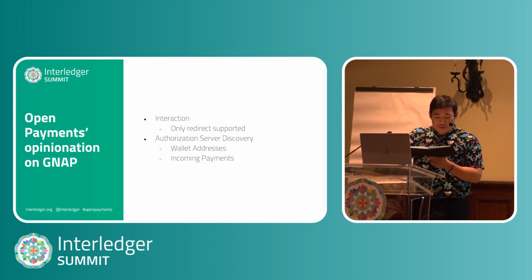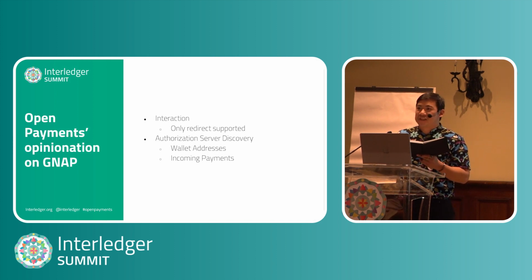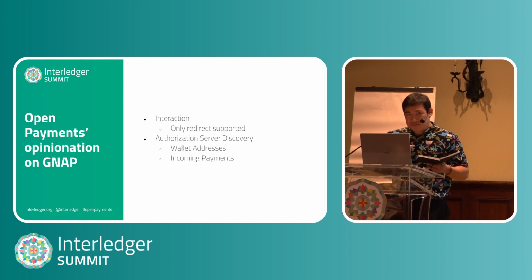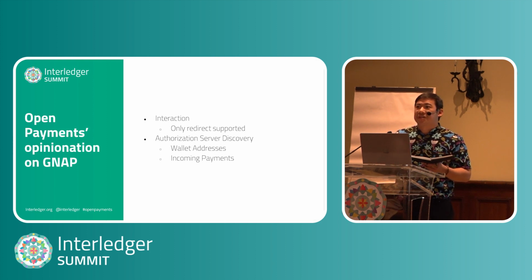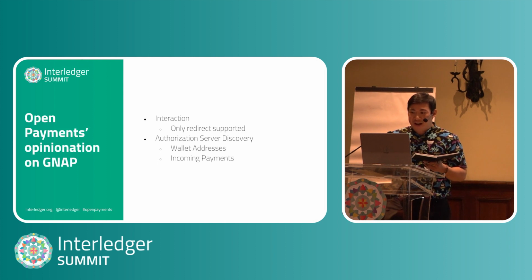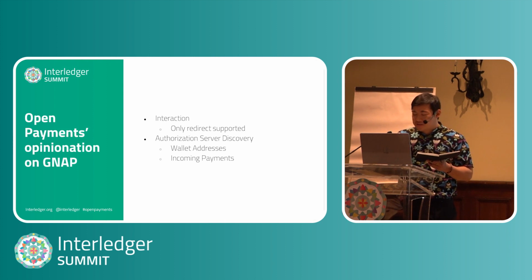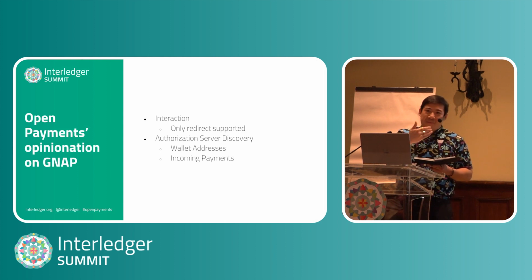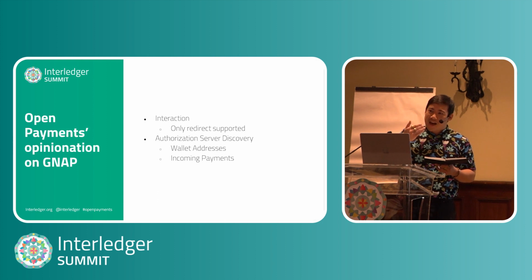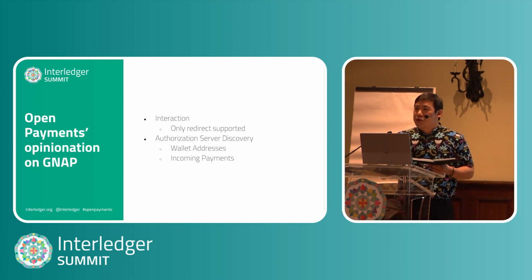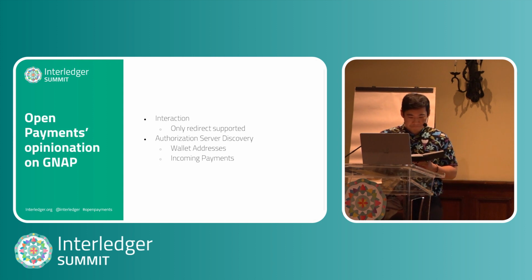Because GNAP has such versatility, Open Payments has taken some license on how it implements specific things in GNAP. For instance, it only supports redirect-based interaction, and for resources such as wallet addresses or incoming payments, if an unauthenticated request is made to those resources, then the response will include the address of the authorization server a client should use to gain more privileged access to those resources.